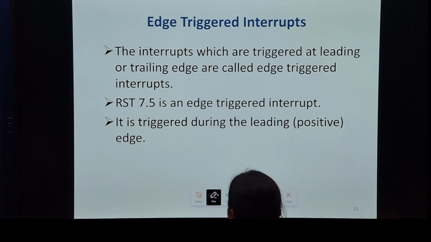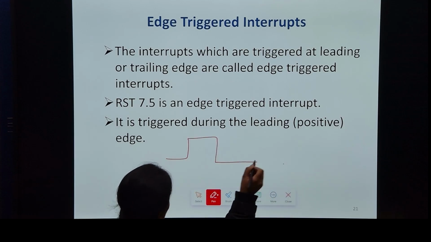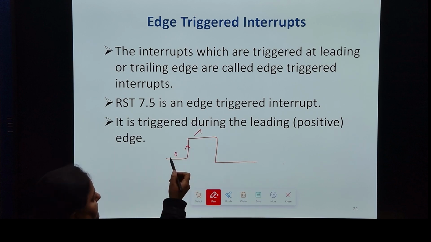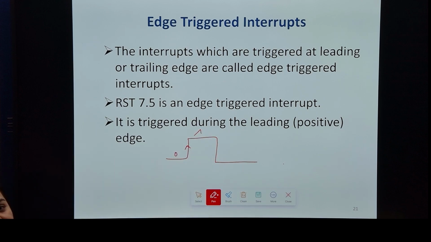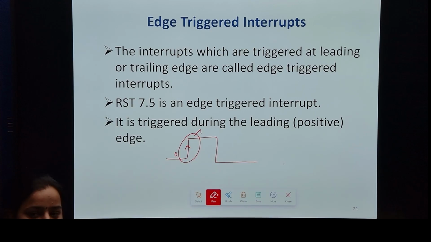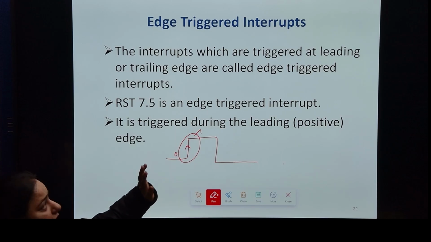So what is edge trigger? Edge trigger means we are having a waveform from 0 to 1. Whenever there is a transition from 0 to 1, that is what your edge triggering is. So whenever there is a transition from 0 to 1, it means it is your high level triggering.